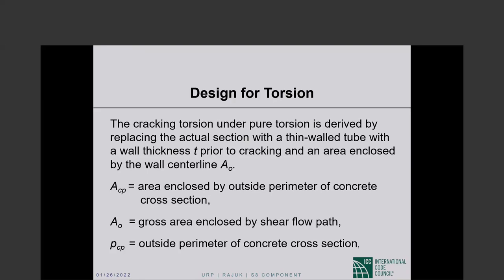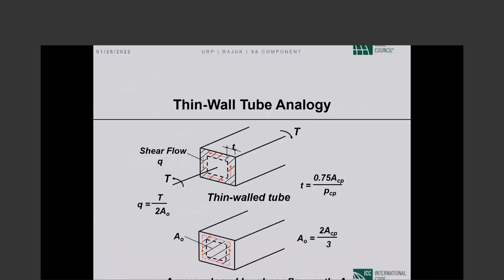Okay, so A sub 0 is gross area enclosed by shear flow path, and we will look at that. We called it area enclosed by wall center line also. P sub cp is outside perimeter of the concrete cross section. So A sub cp, P sub cp: P sub cp is the outside perimeter, A sub cp is the area enclosed by that perimeter.